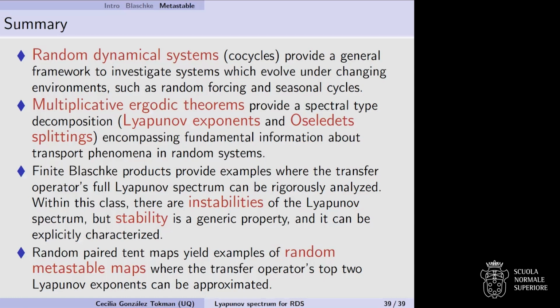And in the case of random Pomeau-Manneville type maps, this is a class of random metastable maps where we were able to approximate the first two Lyapunov exponents. So thank you for your attention.